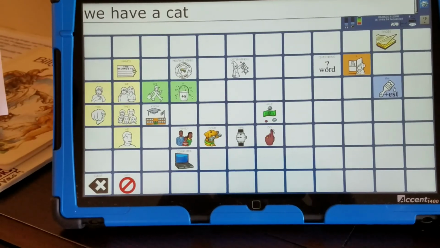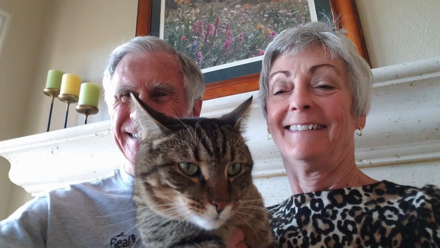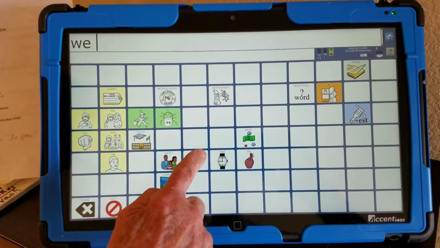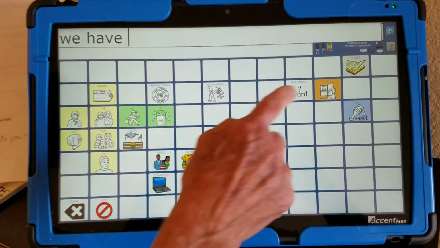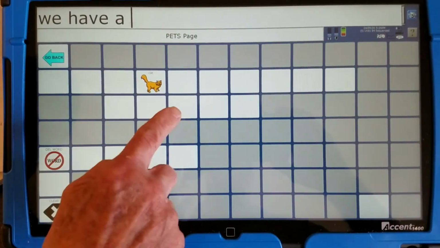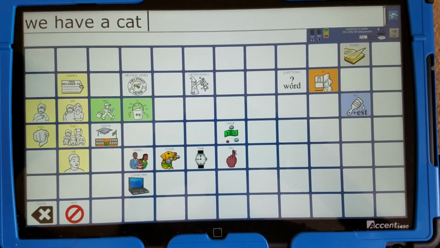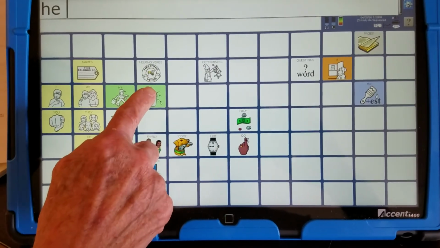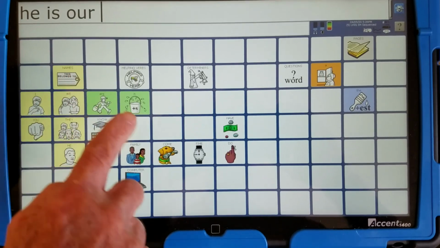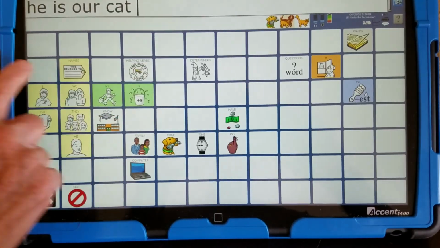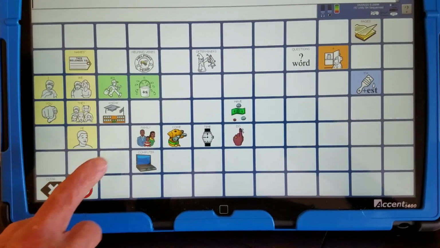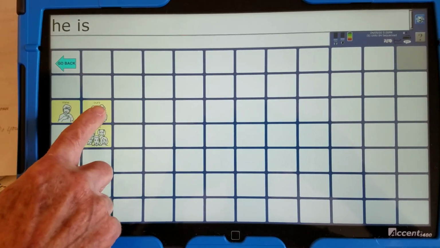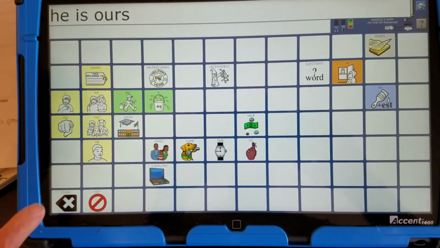Randy, we have a cat. We have a cat. He is our cat. Yep. He is ours.